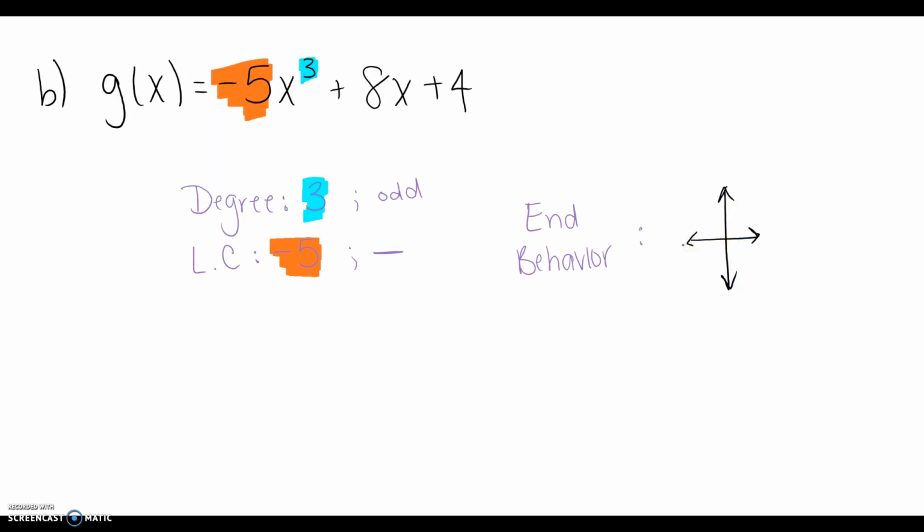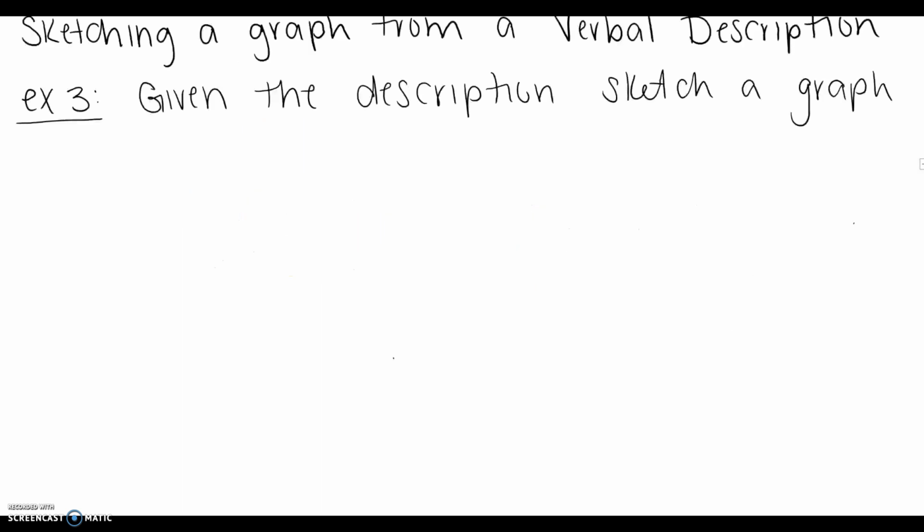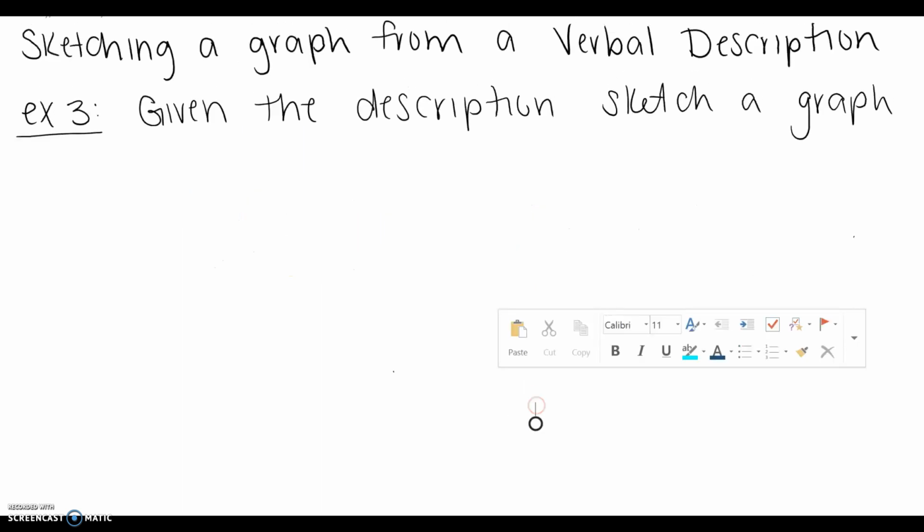The end behavior is therefore, if it's odd, it's going to be opposite directions. And if the leading coefficient is negative, it's going to end going down. So that is going to be up, down. And that's it. So knowing degrees, knowing our leading coefficient, understanding end behavior is helpful for graphing. So what we're going to do next is sketch a graph from a verbal description.